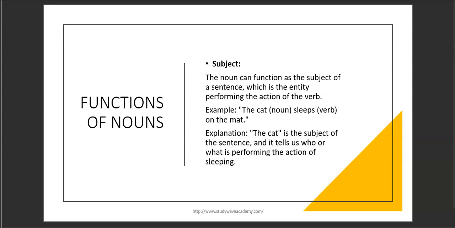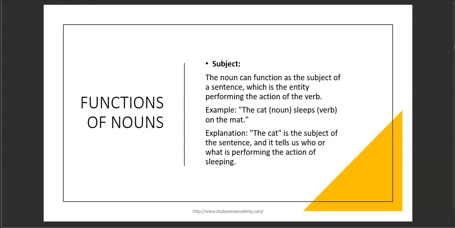Nouns can function as the subject of a sentence, which is the entity performing the action of the verb. Example: the cat sleeps on the mat. So here the noun is our cat and sleeps is our verb. Do not forget that nouns are the subject of the sentence. So that's the first function of nouns. They act as the subject of the sentence, okay?